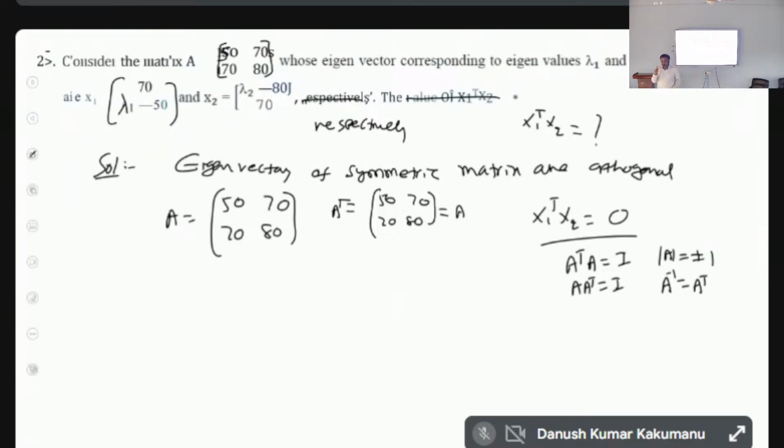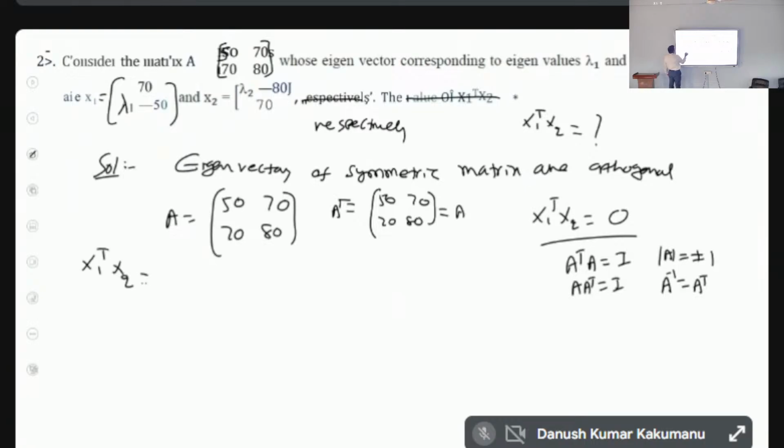Which matrix eigenvectors are orthogonal? Once again, remember, which matrix eigenvectors are orthogonal? Symmetric matrix eigenvectors are orthogonal. Here x1 is given.